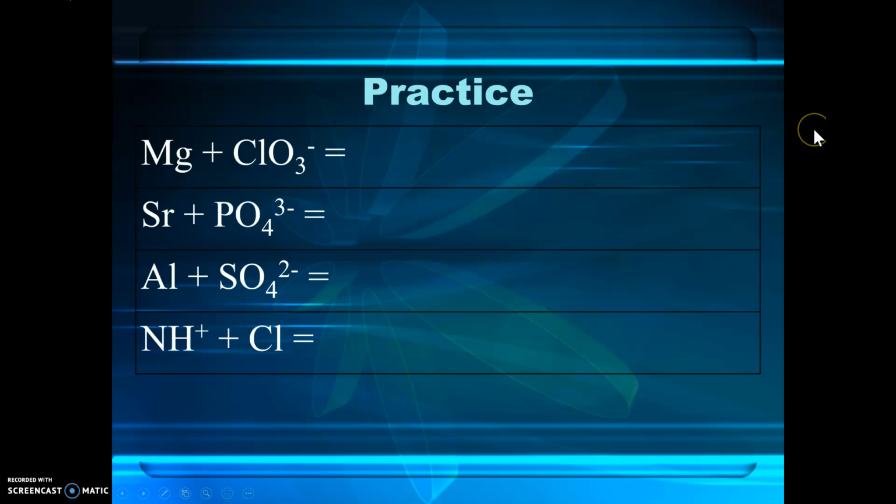Okay, so we're going to try these out. We need magnesium. It's got a charge of 2+. We can see that on our periodic table. ClO3 has a negative charge, so we're going to put a -1 at the top, and I can see it right here. Then we're going to do our crossing over. Since this charge is bigger than 1, we have to put the ClO3 in brackets with the 2 on the outside.